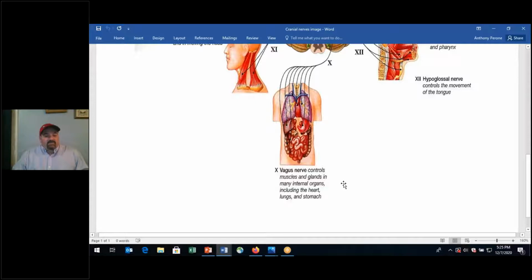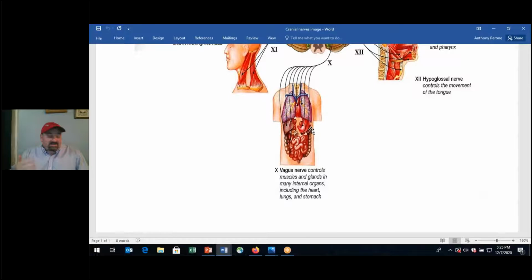The vagus nerve, okay? The vagus nerve is a very important nerve, and this nerve controls the muscles and glands and many of the internal organs, including the heart, the lungs, and the stomach. And so what goes on as far as parasympathetic information traveling is a result of the vagus nerve.